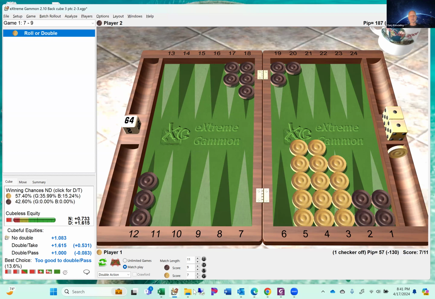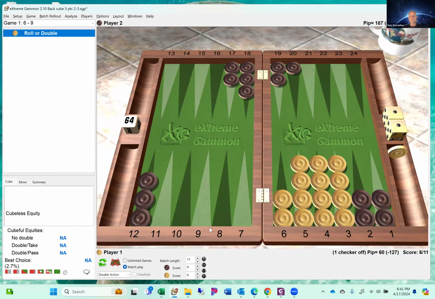And again, I'm looking at the most sensitive scores, but in general, if you're behind in the match, you're going to want to double these. Probably you would have doubled it sooner. But if you're ahead in the match, you're not going to want to take these, even if it's a take. Here's another one.